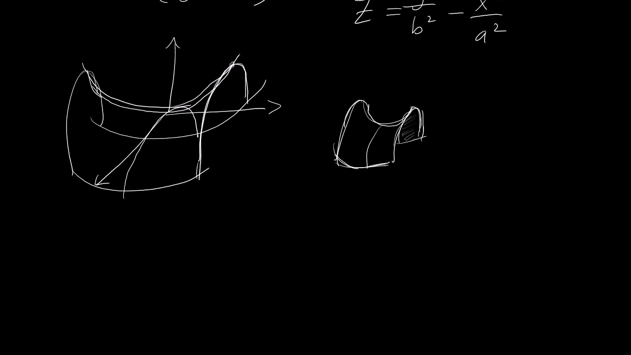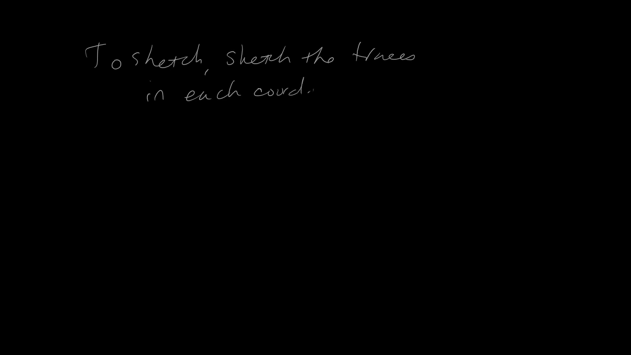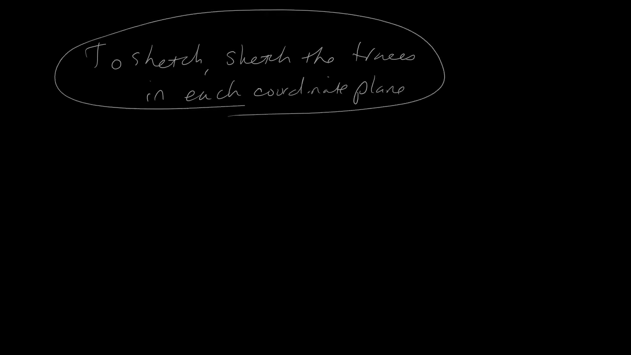Okay, so how do we sketch these? Well, to sketch them, we're going to sketch the traces in each coordinate plane. So that's the big idea of how we're going to sketch these. We need to classify it so we know what we're dealing with, and then we can find the traces and get them sketched. Okay, so let's do an example.